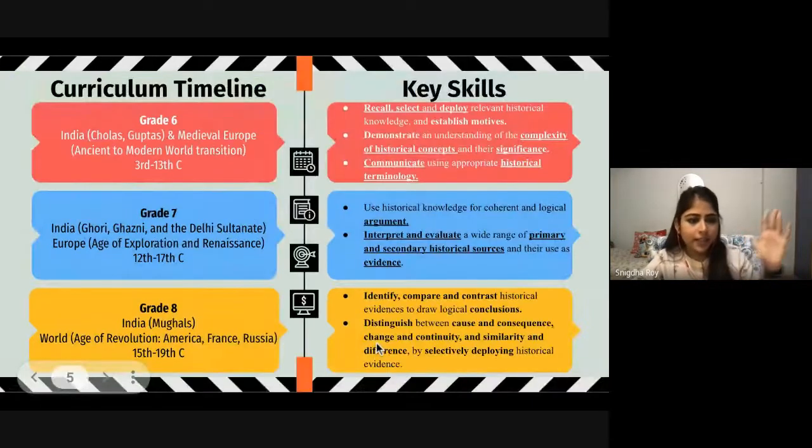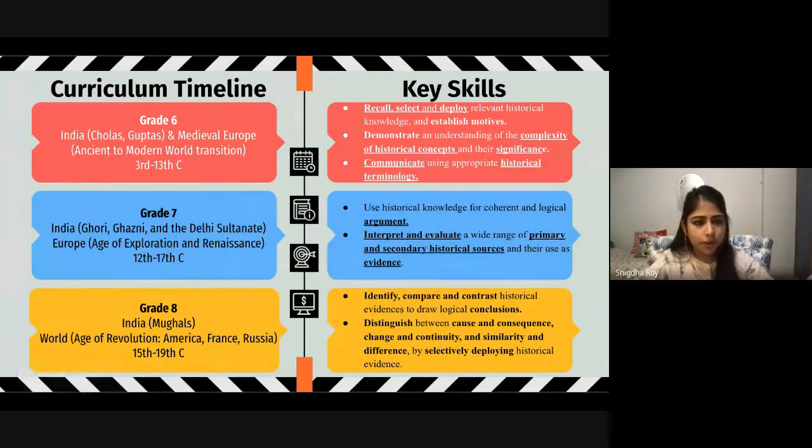Now, alongside this curriculum timeline, which is to your left, I want to juxtapose these topics with the key skills that they develop year by year in their middle school years. So, to the right, you will see that in grade 6, our teaching strategies focus on selecting, recalling, and deploying historical information. This is the year in which students come to terms with historical concepts and their significance. They are learning to use terminologies to communicate their ideas, whether it is in the written format or in the form of a class discussion.